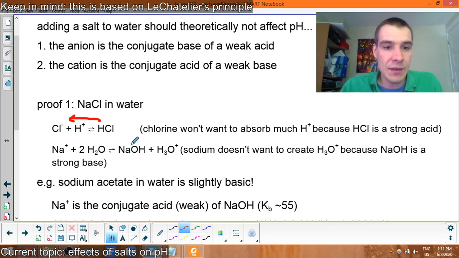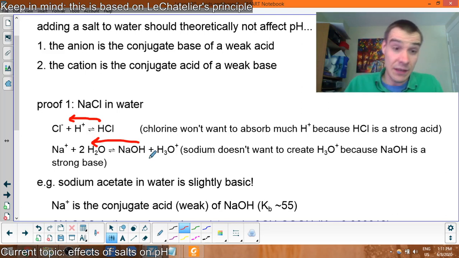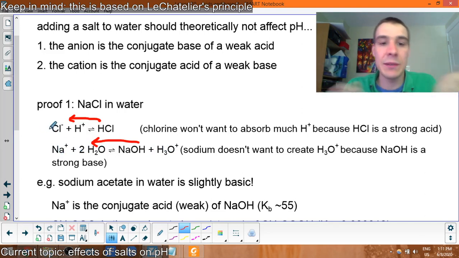Now for this one, sodium hydroxide, we know the same thing. We know that sodium hydroxide with water is very, very favored to go this way, leaving the sodium in the water and absorbing an H+, which means the sodium doesn't really want to absorb an OH- from the water. It doesn't want to pull one out. So sodium's a terrible acid and chlorine's a terrible base. And so if we put sodium chloride in water, not a lot happens.